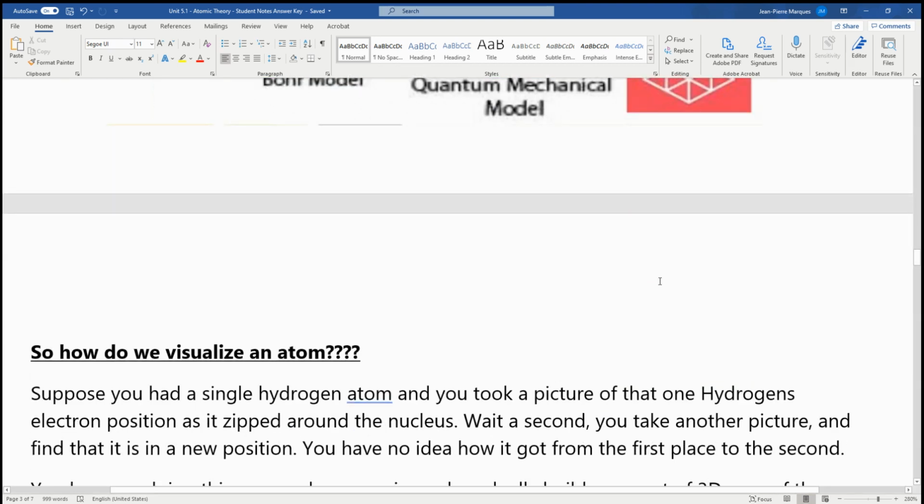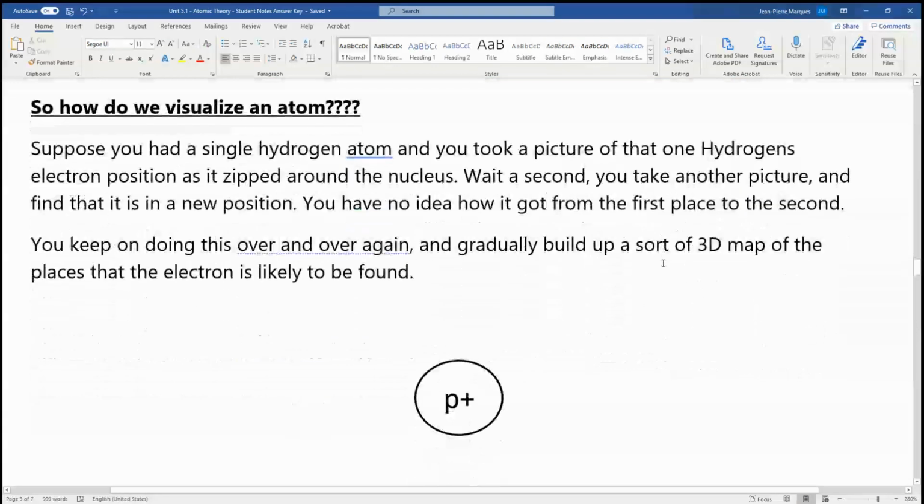Okay, so how are we going to visualize the atom from now on? I want you to imagine that you had a single hydrogen atom. Hopefully you know hydrogen is atomic number 1, so it, of course, has 1 proton and 1 electron. So again, we've got our proton that is our nucleus, and then you've got some electron that is orbiting it in some sort of pathway, okay?